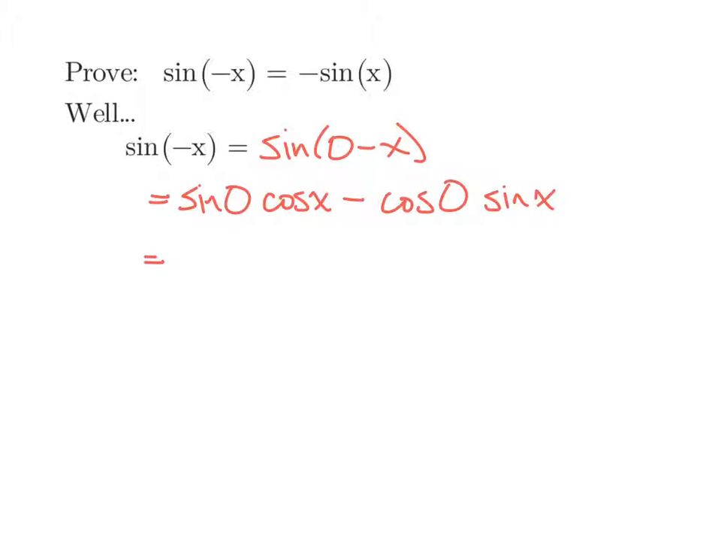Then we evaluate these. The sine of 0 is 0. And the cosine of 0 is 1. Simplify this expression, and what we're left with is negative sine. So the sine of negative x is equal to the opposite of the sine of x.